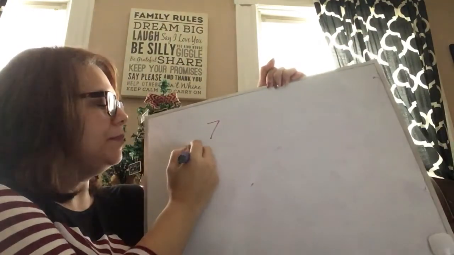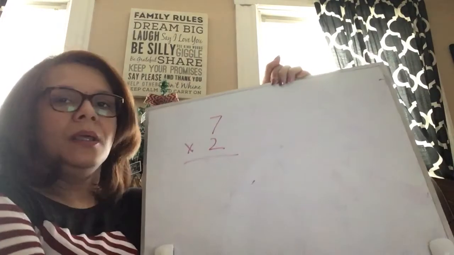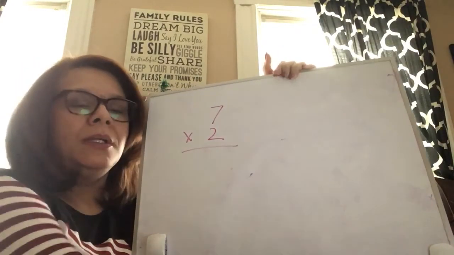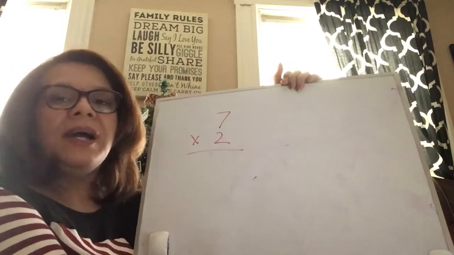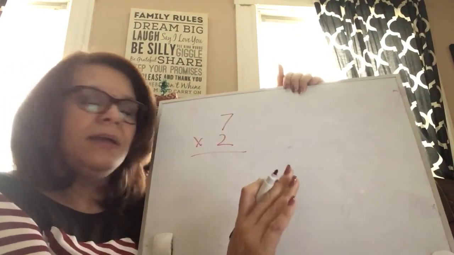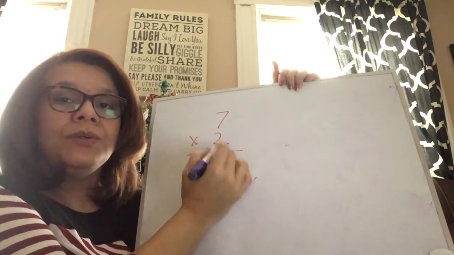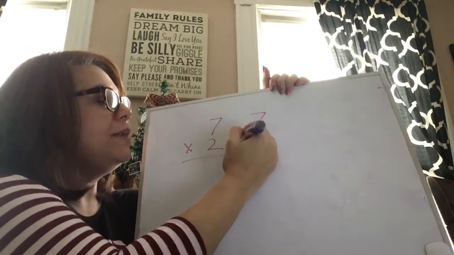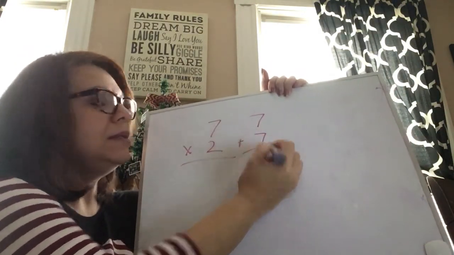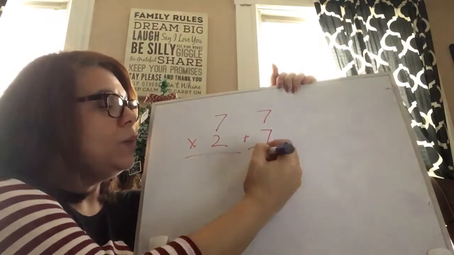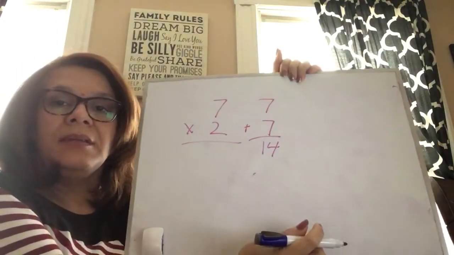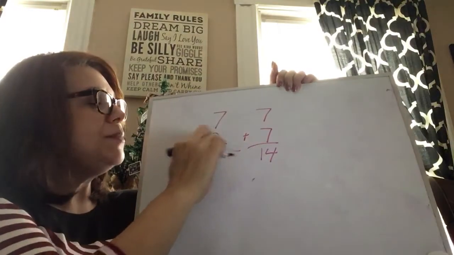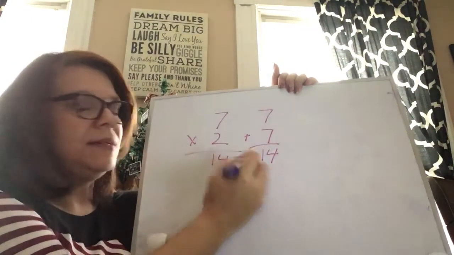You see it? And you're like, oh no, I have a test. I forgot 7 times 2. That's okay. Because of the 2, you can double the other factor. You can say 7 plus 7. 7 plus 7, we all know, is 14. Therefore, 7 times 2 is 14.